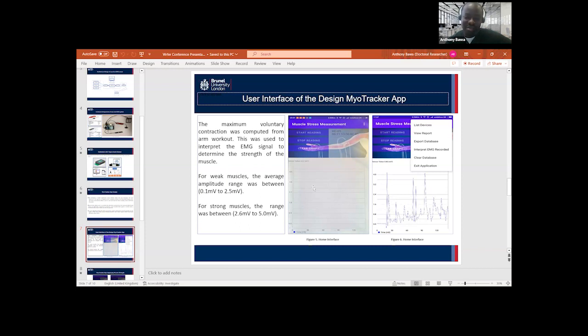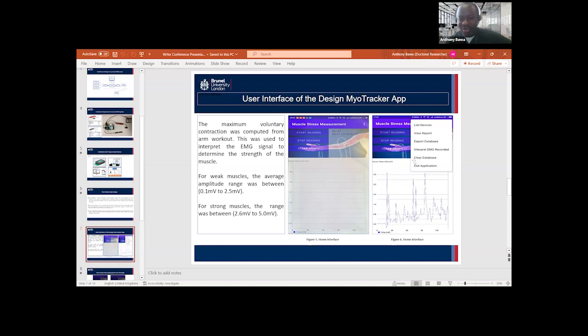So this was the main app itself. The user has to connect to the hardware-based EMG sensor via Bluetooth. Upon connection, they can start to read the muscle signals. The graph displays the signals being recorded from the muscles in the single window, showing the EMG values over time in nanoseconds.